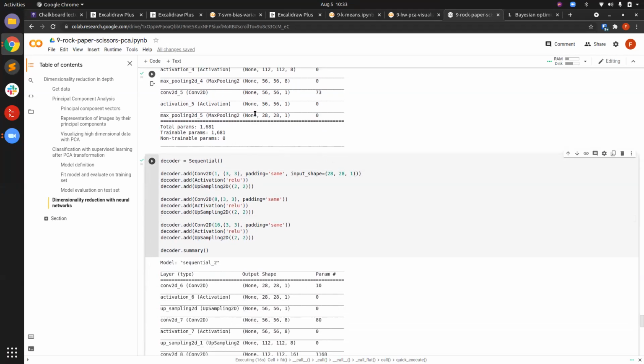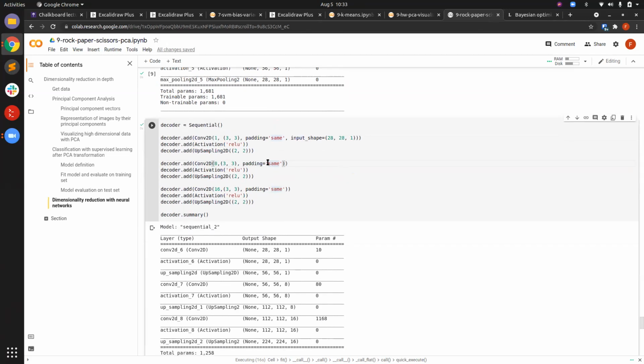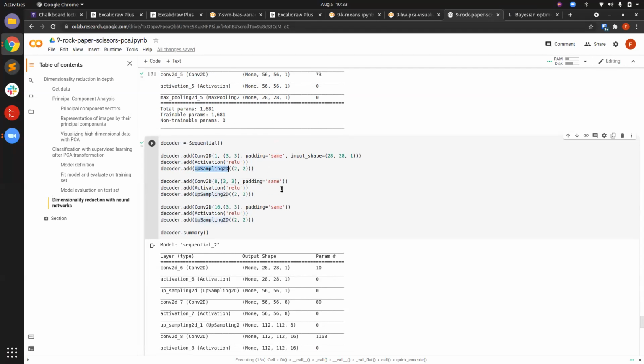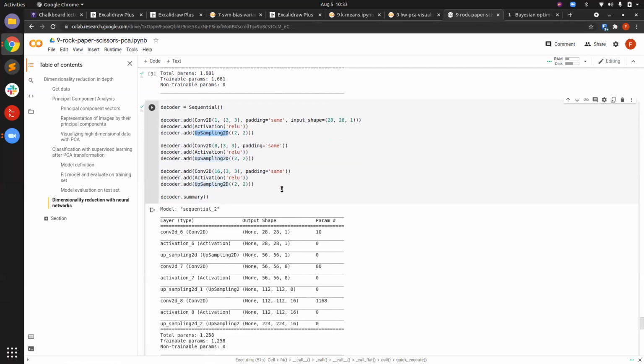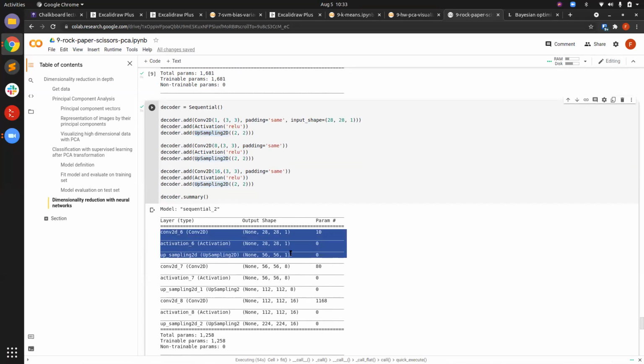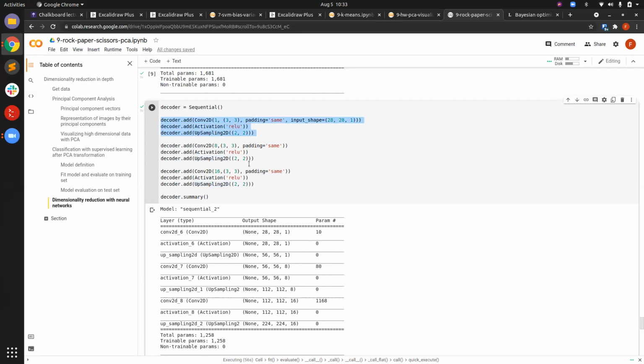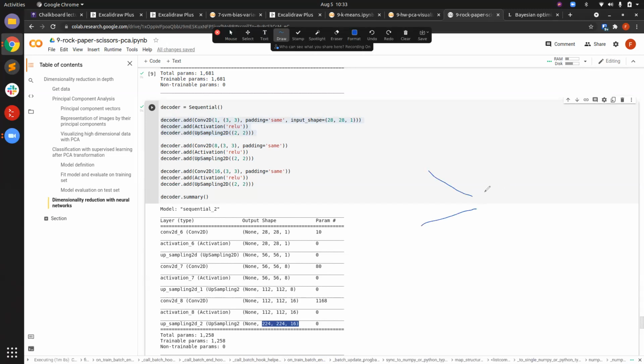So the input to the decoder is going to be the output of the encoder, 28 by 28 by 1. And then I'll follow that up with an upsampling layer. So this kind of does the opposite of max pooling. Instead of decreasing the dimensionality, it increases the dimensionality. So I'm increasing the output shape with each, let's say, set of convolutional activation and upsampling layers until eventually the output shape is kind of the inverse of the encoder.